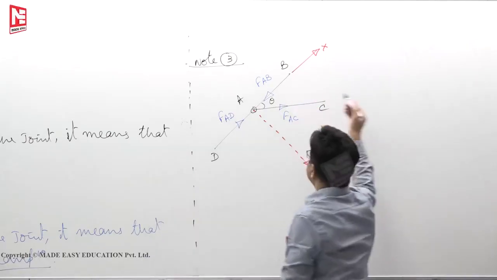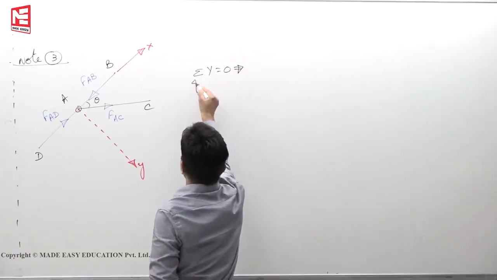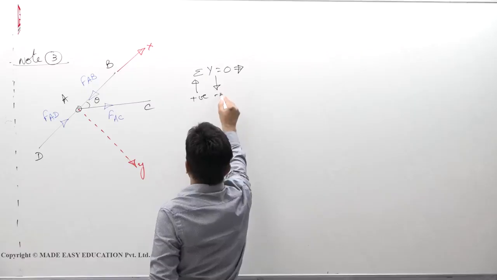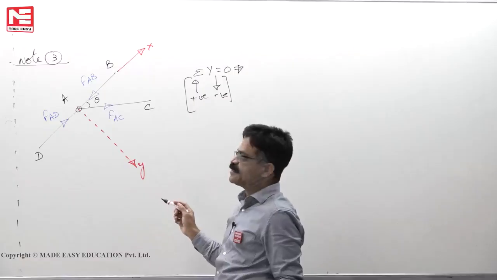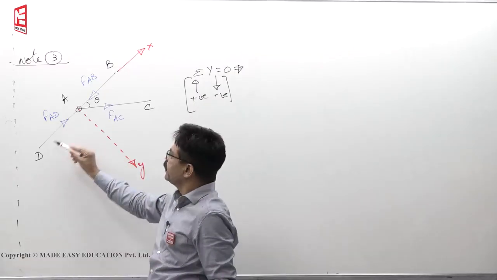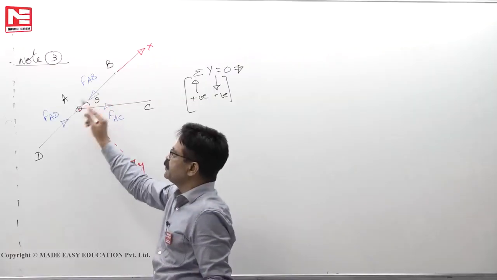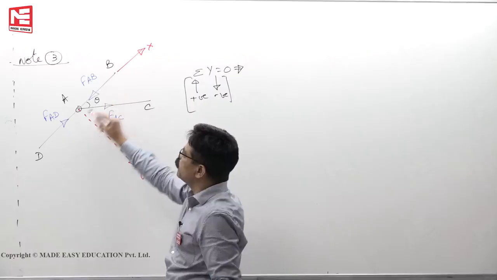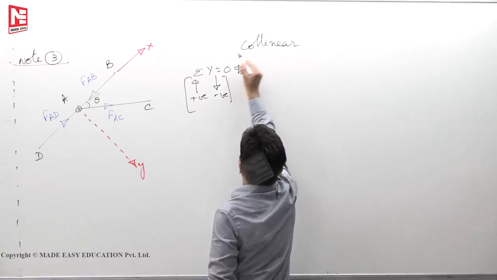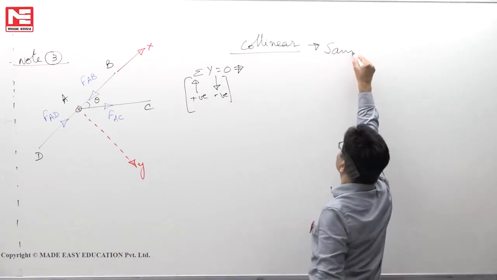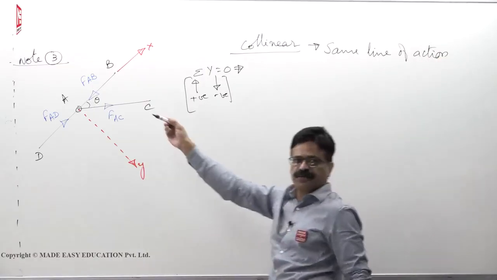So if I take here sigma y equals 0, any force acting along positive y-axis is positive, any force acting along negative y-axis we take as negative. I will take this as the positive y-axis. FAD and FAB are collinear. So at a joint, three forces are acting, out of them two are collinear. See, collinear means the same line of action.